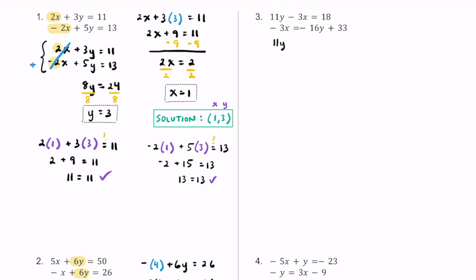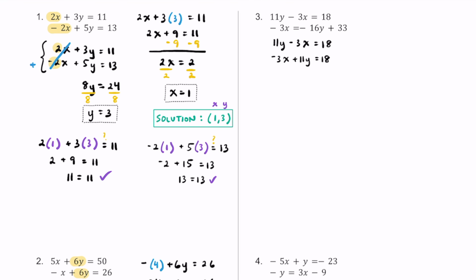We can write 11y minus 3x is equal to 18. Now, if we just rearrange the left side using the commutative property, remember this is the same thing as 11y plus negative 3x. So we can just turn this around and say we have negative 3x plus 11y, and that would be equal to 18. So now we've turned this top equation into this one in standard form.